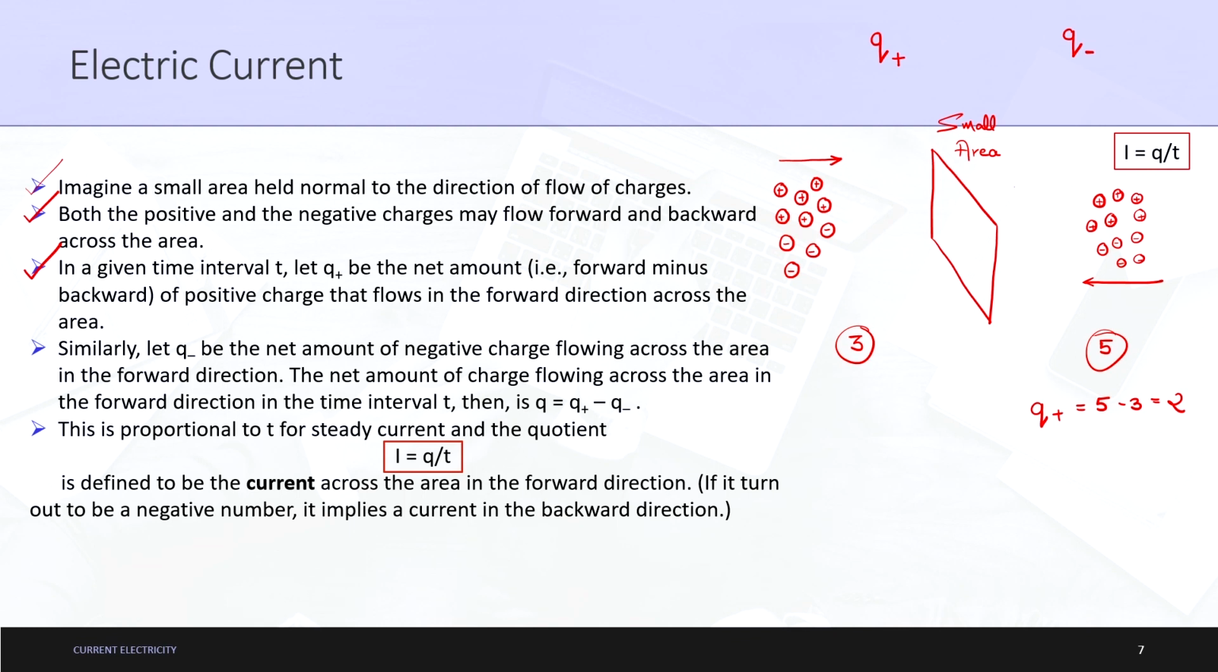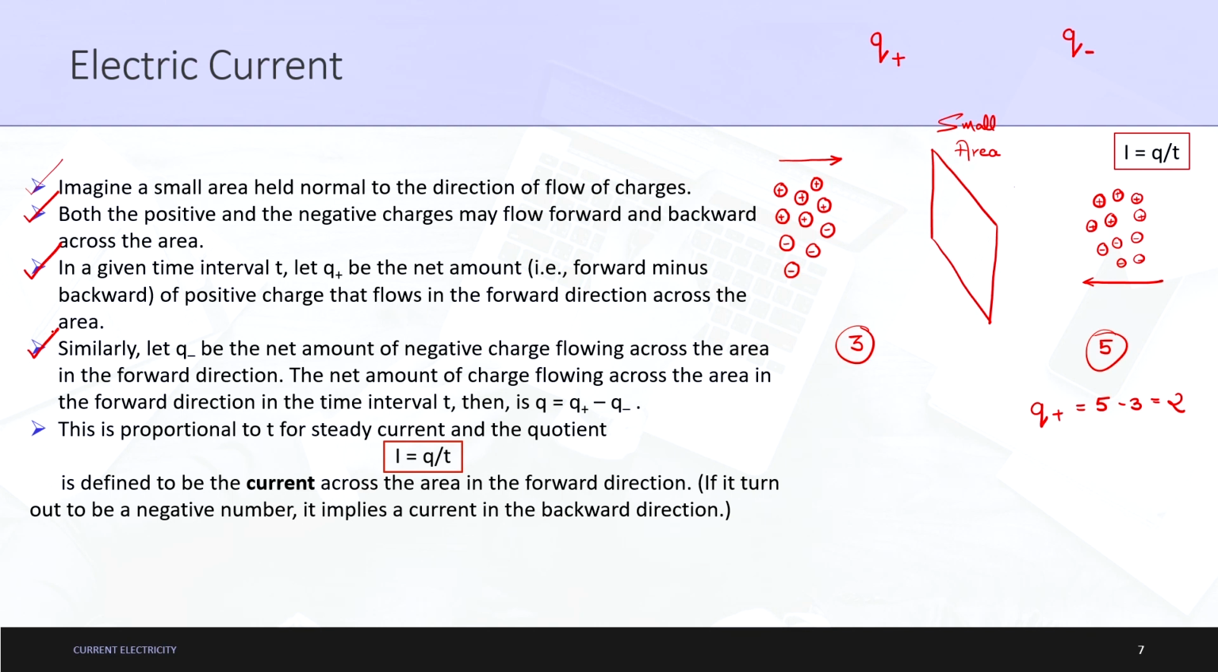So let me iterate it again. In a given time interval t, let q plus be the net amount, that is forward minus backward, of positive charges that flow in the forward direction across the area. Similarly, a similar concept can be put in for q minus also. Let q minus be the net amount of negative charges flowing across the area in the forward direction.